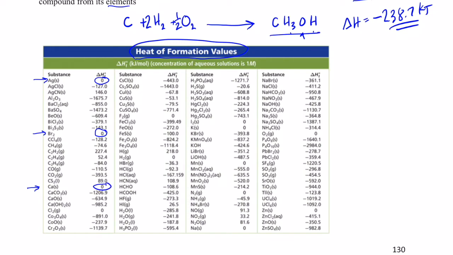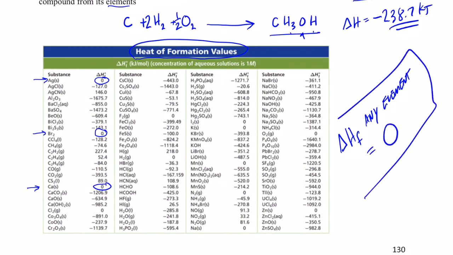The heat of formation of all elements in their elemental state will always be 0 because remember, the definition for heat of formation is the formation of 1 mole of a compound from its elements. So remember, the delta H of formation of any element in its elemental state will be equal to 0. So that's fundamental, and you should remember that.